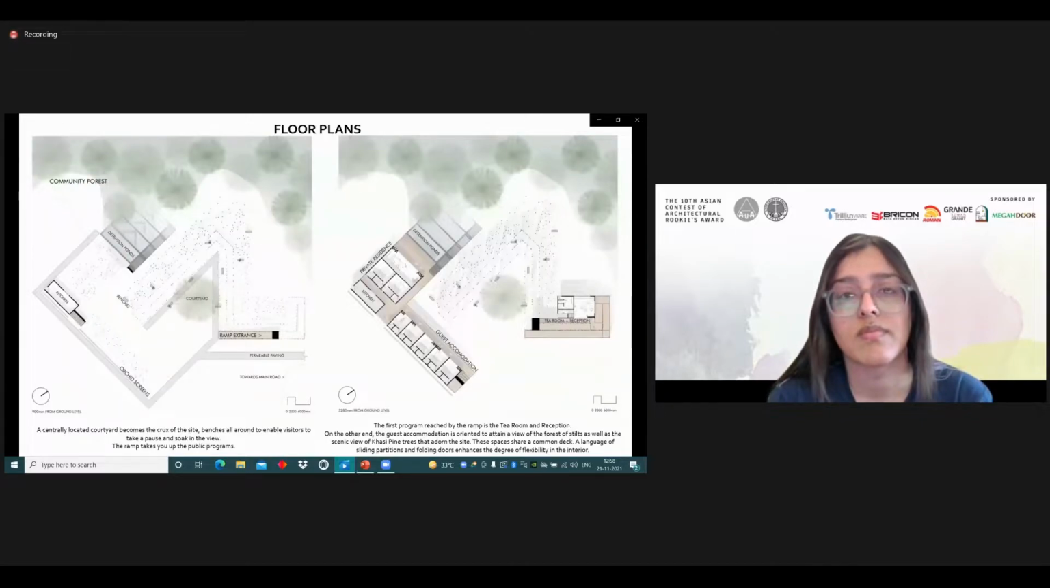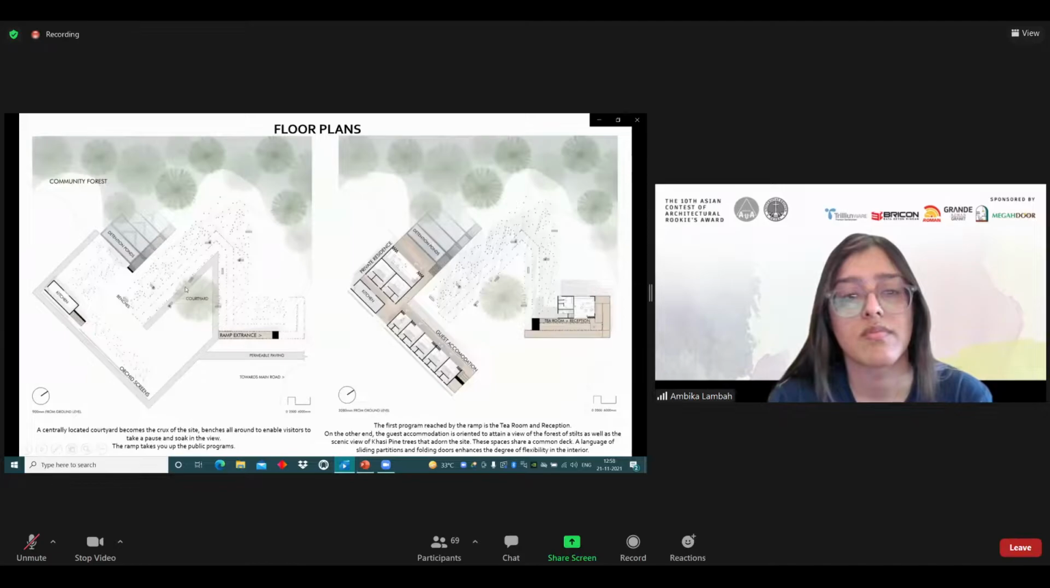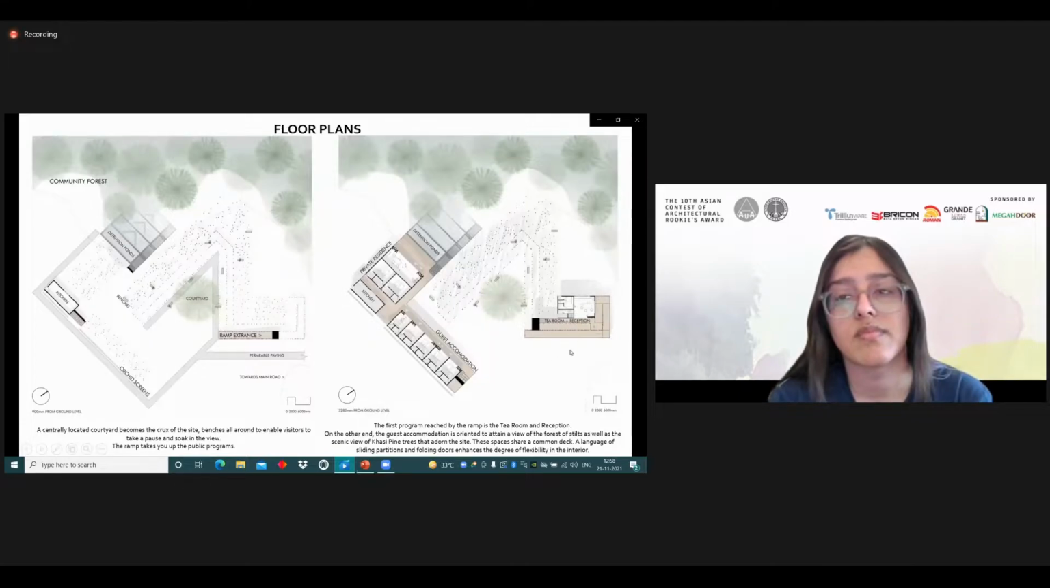These plans take you through the various levels. The ground level shows you the central courtyard with seating spaces, and the ramp to the right that takes you up to the public programs. The first program reached by the ramp is the tea room and reception. On the other end, the guest accommodation is oriented to attain a view of the forest of stilts as well as a scenic view of khasi pine trees that adorn the site.